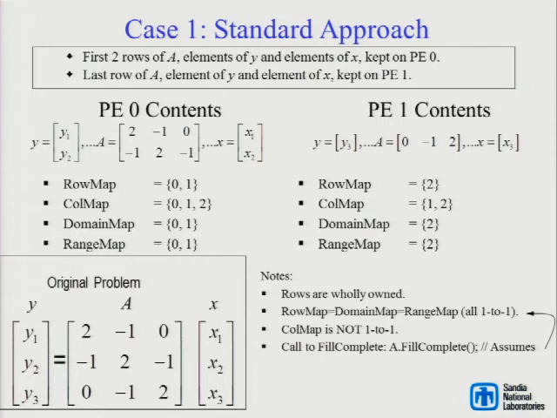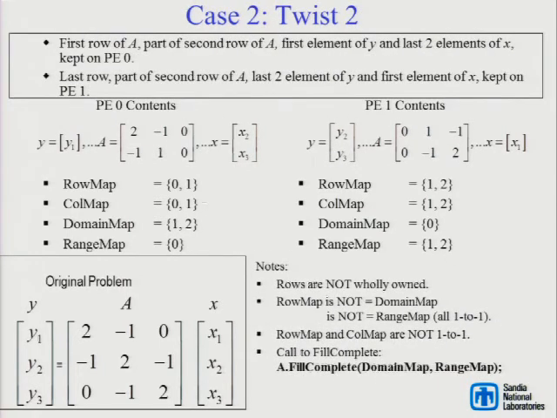Anybody else? Go ahead. In the second twist, how's the row map not 1-to-1? What are you comparing it to? What are you mapping to what? The row indices are mapped to that row map set? So the row map is not 1-to-1.